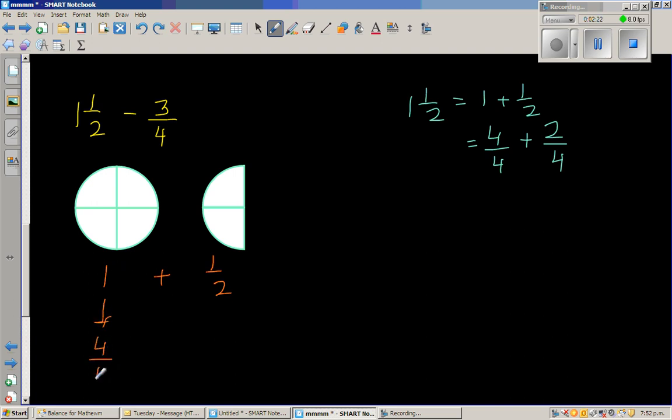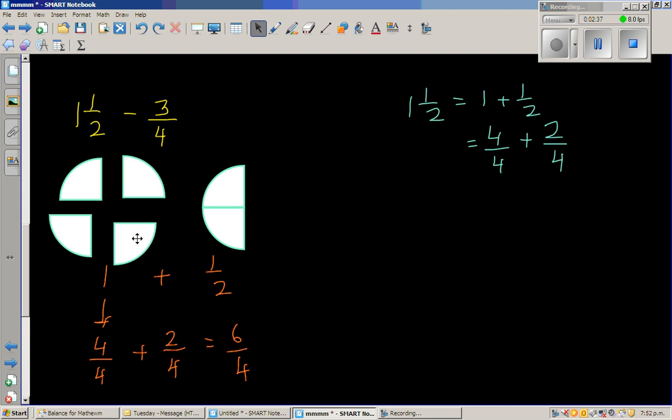1 is nothing but 4 quarters. And half is nothing but 2 quarters, which is nothing but 6 quarters. Let me show you the 6 quarters. So this is 1/4, 2/4, 3, 4, 5, 6. 6 quarters are there.